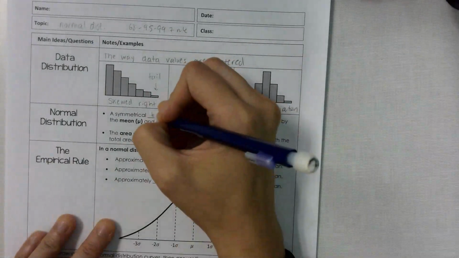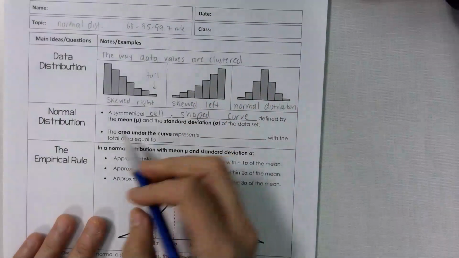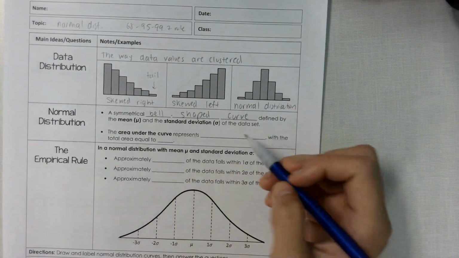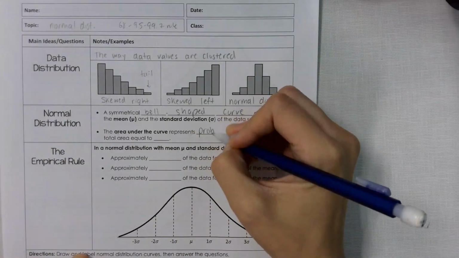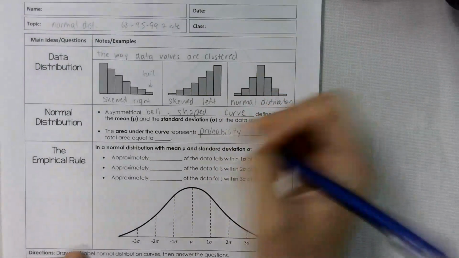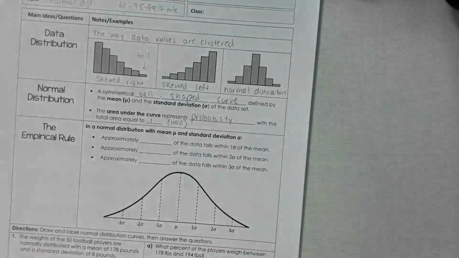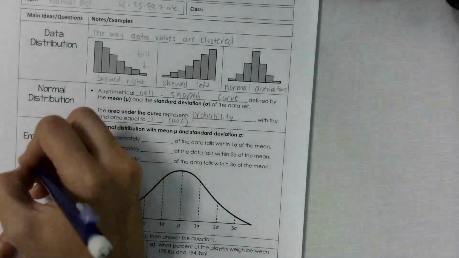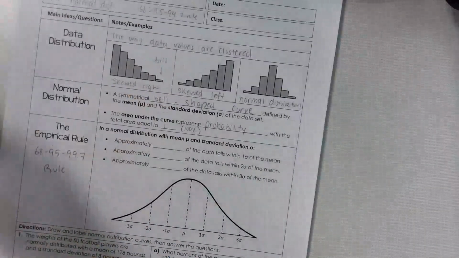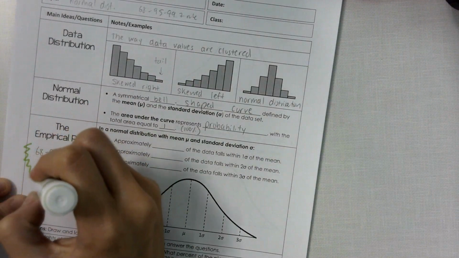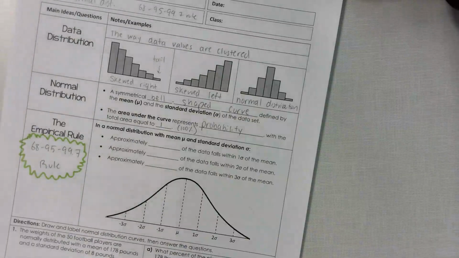So a normal distribution is a symmetrical bell-shaped curve defined by the mean and the standard deviation of the data set. The area under the curve represents the probability, with the total area equal to 100%. Okay, so this is the 68, 95, 99.7 rule. This is super important, right? Make sure you pay attention.